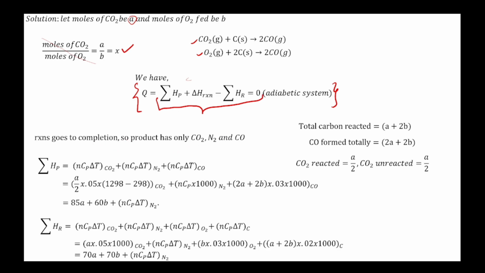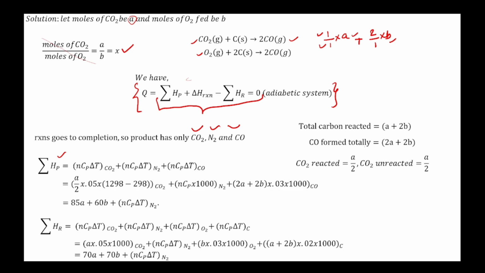Now the reaction goes to completion, so the product has only CO2, N2 and CO. For this we need to calculate the moles. Total carbon reacted is A plus 2B. How? From this reaction, carbon 1 by 1 into A, because moles of CO2 is the stoichiometric coefficient of carbon over the stoichiometric coefficient of CO2, times moles of CO2. So A plus, second reaction, 2 by 1 into B, the stoichiometric coefficient of carbon over the stoichiometric coefficient of oxygen, times moles of oxygen, B. So A plus 2B.